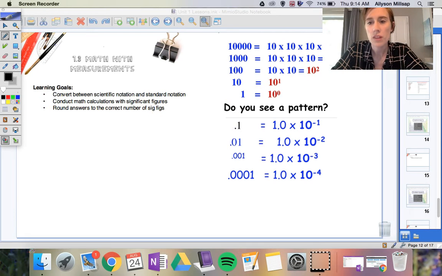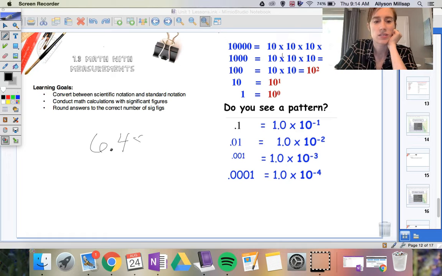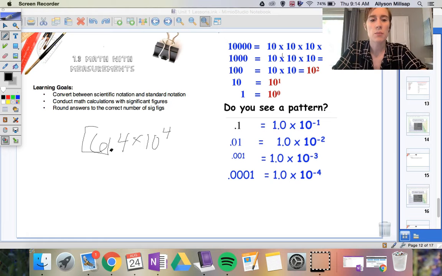So the first thing that we're going to be addressing today is the conversion between scientific notation and standard notation. So what I want to show you here is scientific notation numbers are written like this. This is an example of a scientific notation number. It's when you have a number that has one number in front of the decimal, and then you have this guy after it. It's a times 10 to a certain power.